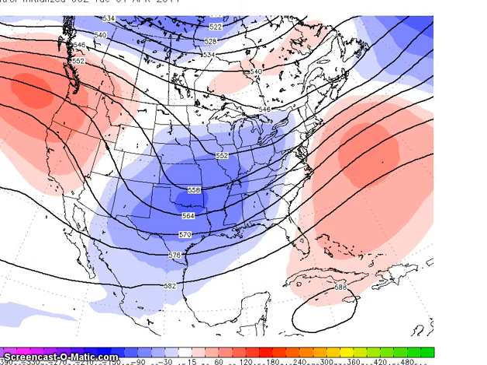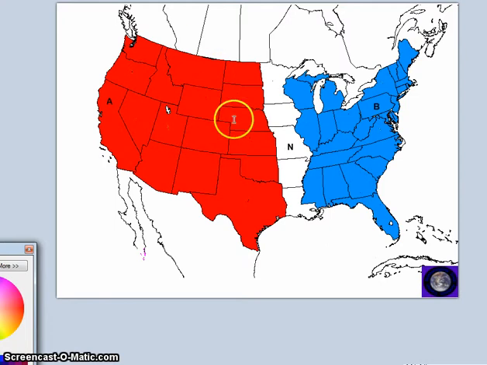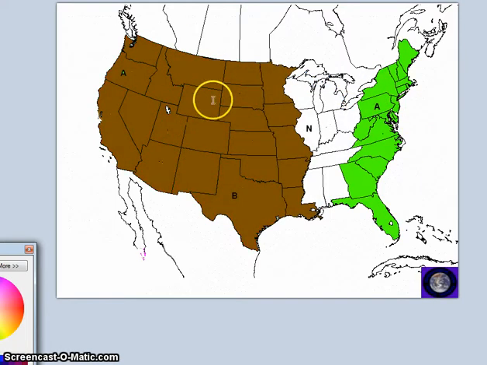So during this forecast period, I am forecasting above normal temperatures here, below normal temperatures for this region, and for precipitation, expect below normal precipitation from the Mississippi Valley to the Pacific Coast, and above normal precipitation for the East Coast states and surrounding states.